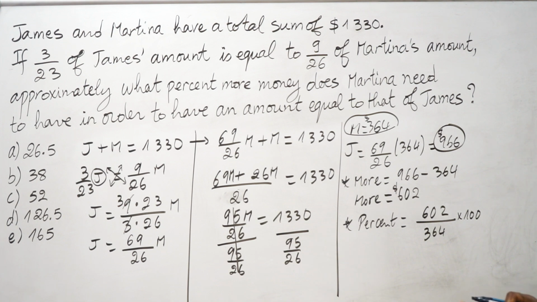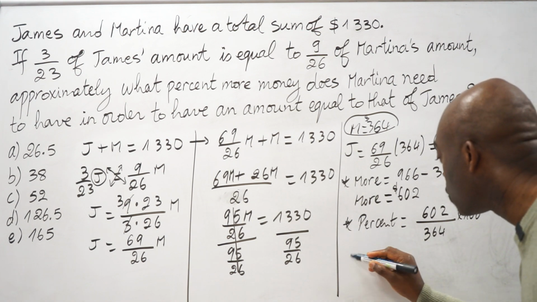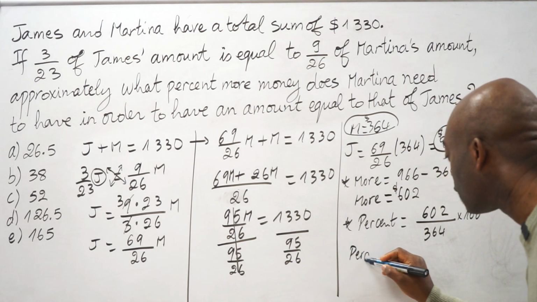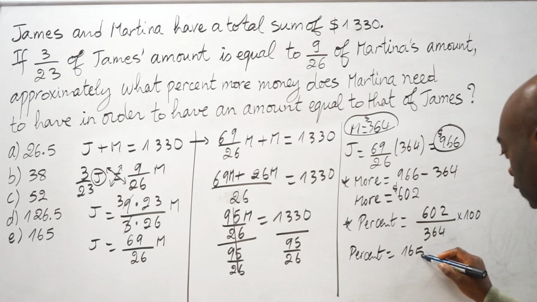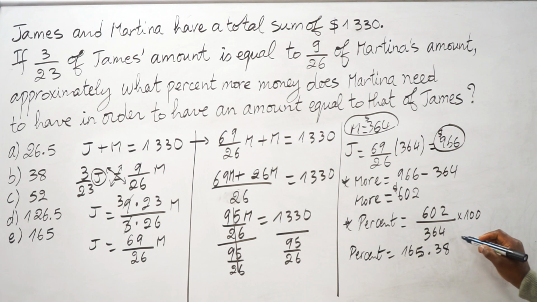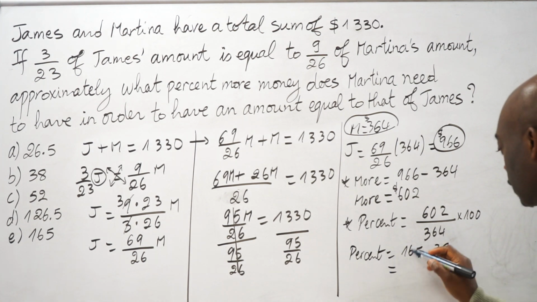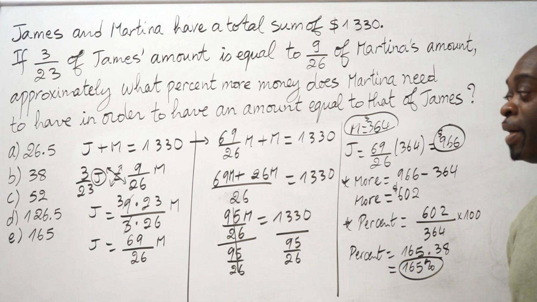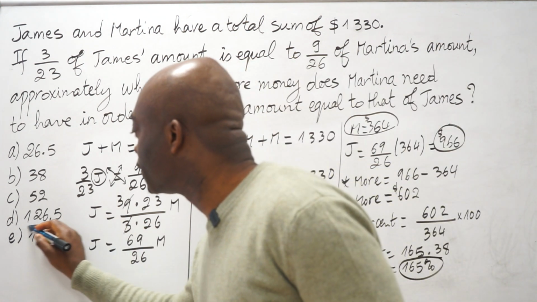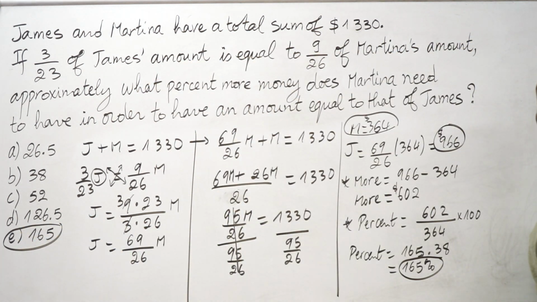So you have 602 divided by 364 times 100, and for the percent we have 165.38. If we round that off, we have 165%. 165%, ladies and gentlemen, that's E that we're looking for. So take your time, go back to this problem and see what we had to do. Very interesting.